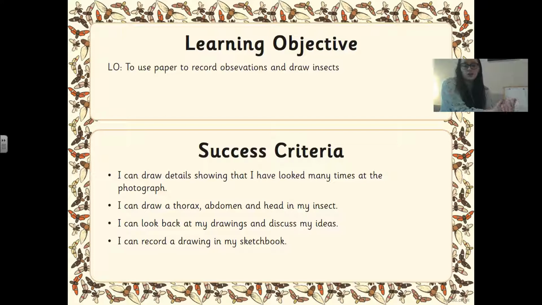I can draw a thorax, an abdomen and a head in my insect. So your thorax is the waist down, the bottom part. The abdomen is this part and your head is your head. I can look back on my drawings and discuss my ideas. So maybe you can think about how you can improve it, what you'll do better next time, if you went a little bit too dark, if you went too light. And I want you to draw it on a plain piece of paper. So to record your drawings in a sketchbook.